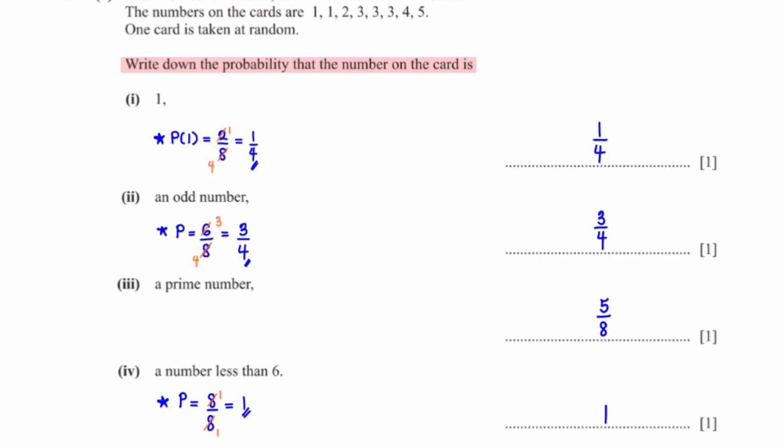Write down the probability that the number on the card is a number less than 6. This probability is equal to the number of cards with a number less than 6, which is 8, divided by the total number of cards, which is 8. 8 over 8 is 1.